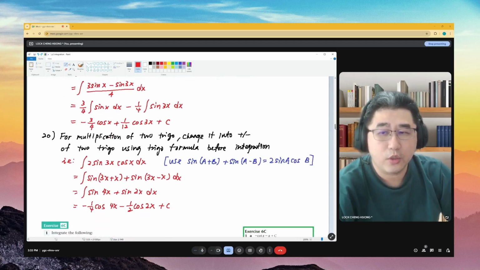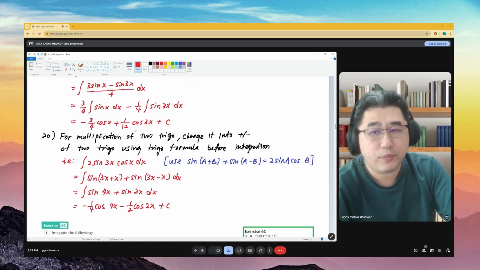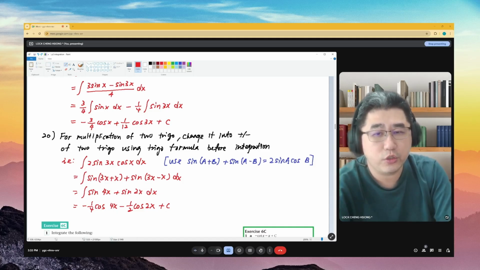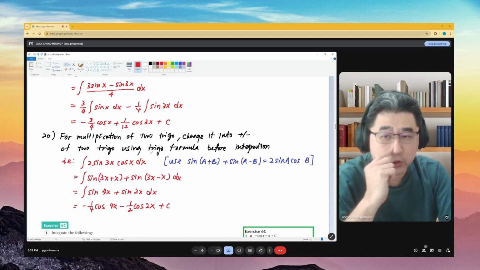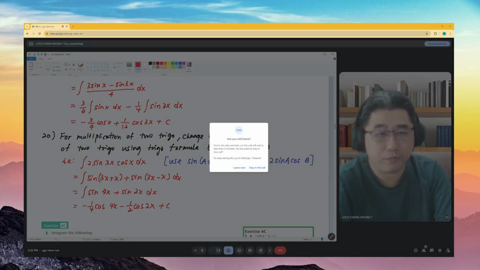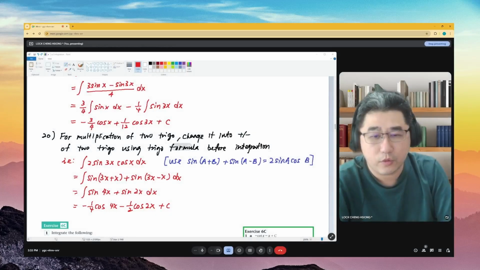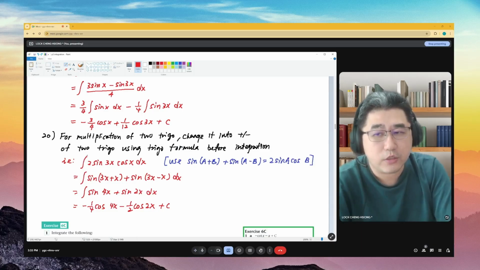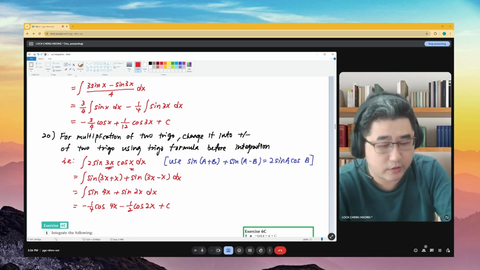Rule 20 says, for multiplication of 2 trigo, change it into plus or minus of 2 trigo using trigo formula before integration. The example I have is the integration of 2 sine 3x cos x. Please understand this is 3x, this is x.